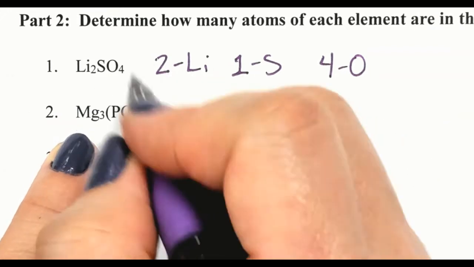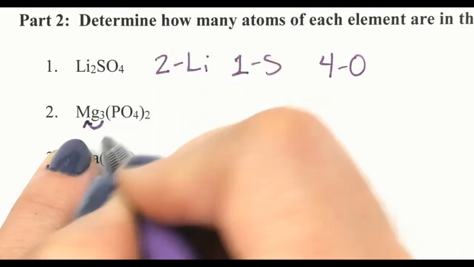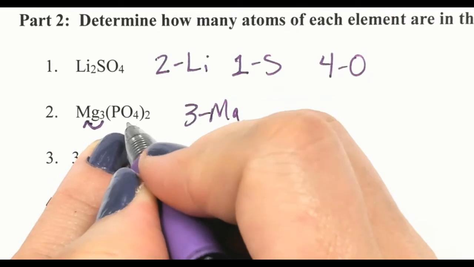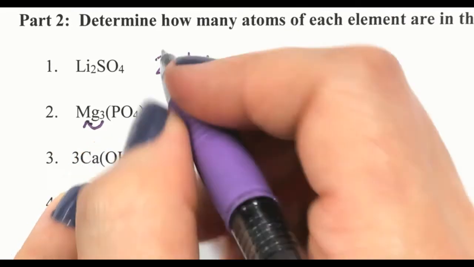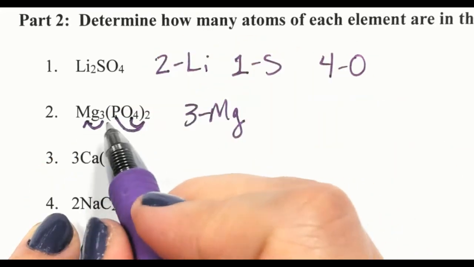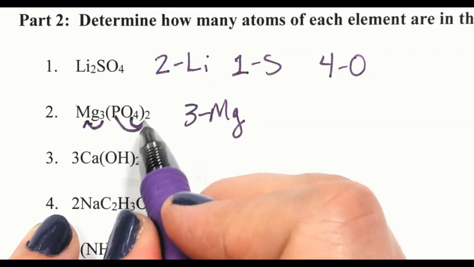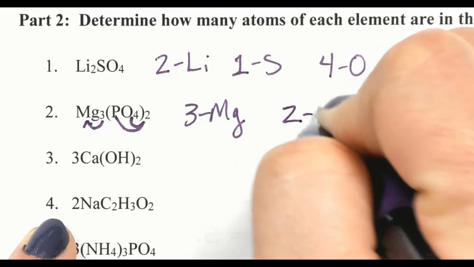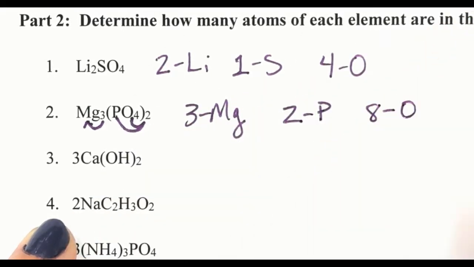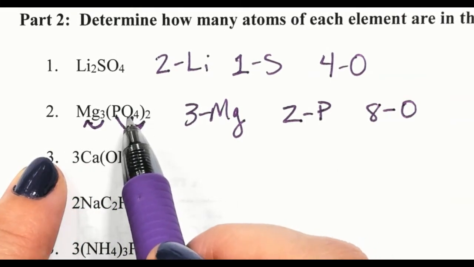In number 2, there is 3 magnesiums, because that 3 only goes to magnesium. 3 magnesiums. And then inside of the parentheses, there's a subscript after it, which distributes or multiplies into only everything inside of the parentheses. So here we have 1 phosphorus, but it's 2 times 1 is 2 phosphorus, and this is 2 times 4 is 8 oxygens. So this has 3 magnesium, 2 phosphorus, and 2 times 4 is 8 oxygen.